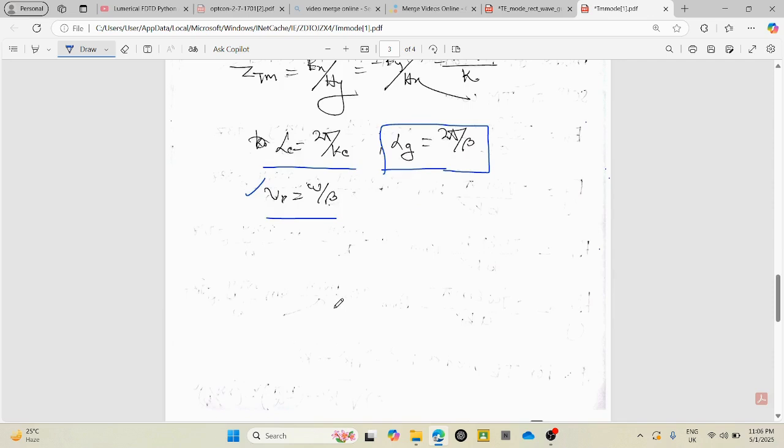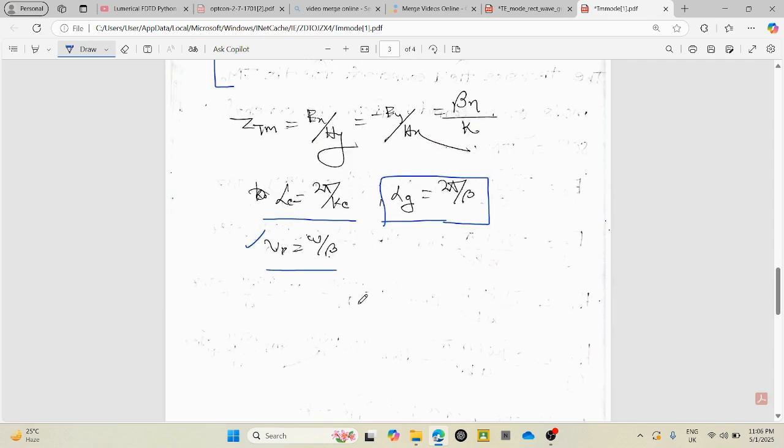And these were the parameters which were left for discussion, and this is the overall discussion on the TM modes of a waveguide. Previously I discussed the TE modes of a rectangular waveguide, and this concludes the overall discussion on the rectangular waveguide.